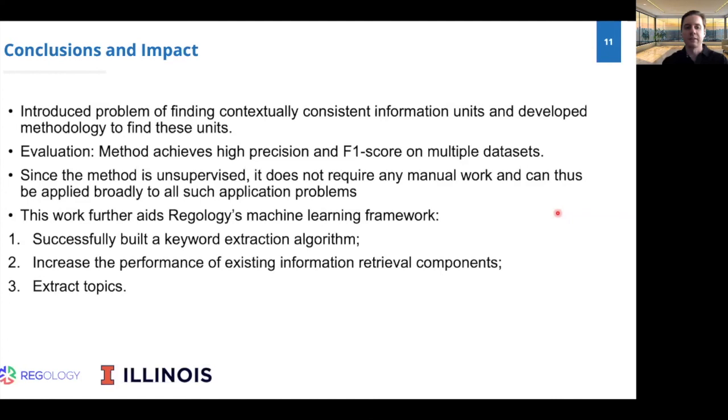Concluding, I'd like to say that we introduced the problem of finding contextually consistent information units, and we developed methodologies to find these units automatically. In our evaluation, we find that our method achieves high precision and F1 score on multiple datasets. Since our method is unsupervised, it does not require any manual work, and therefore it can be applied broadly to any such application problems. This work further aids Regology's machine learning framework on 3 fronts.